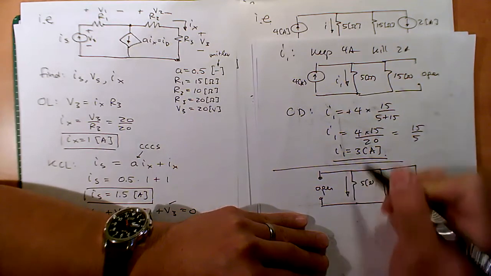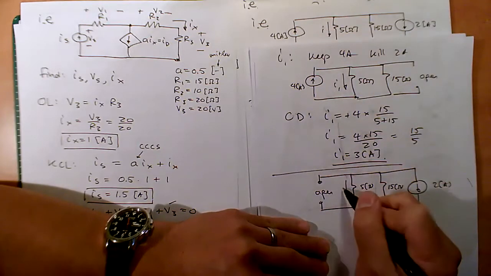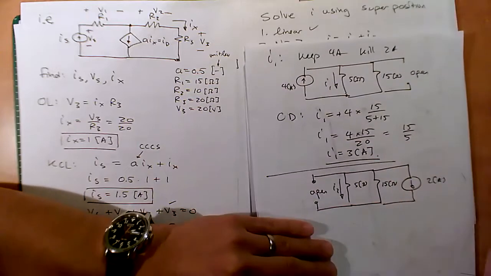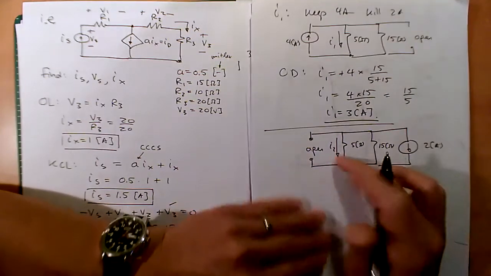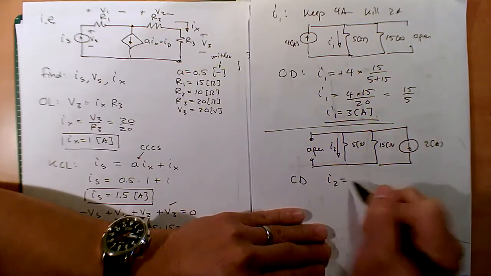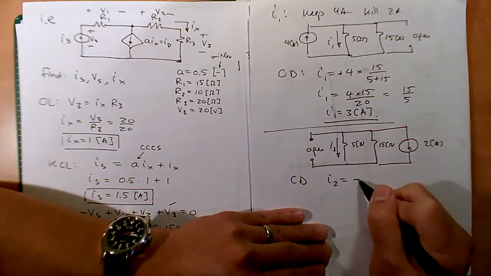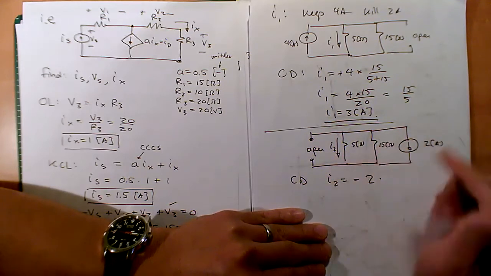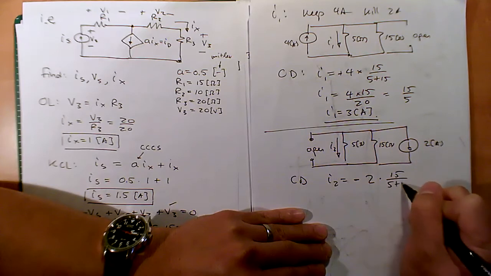And now I still keep this in the same direction, but now I call it I2 because we're solving for the second current. Later we're going to add it. Okay, so now we look at this I2. Again, we could use current divider. I2 is equal to what? Minus, because in the opposite direction, 2 times, again, the opposite resistor, 15 over 5 plus 15.